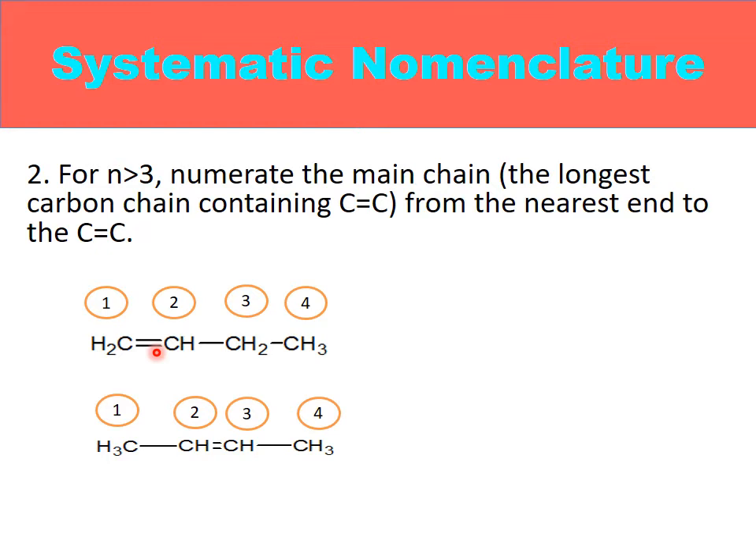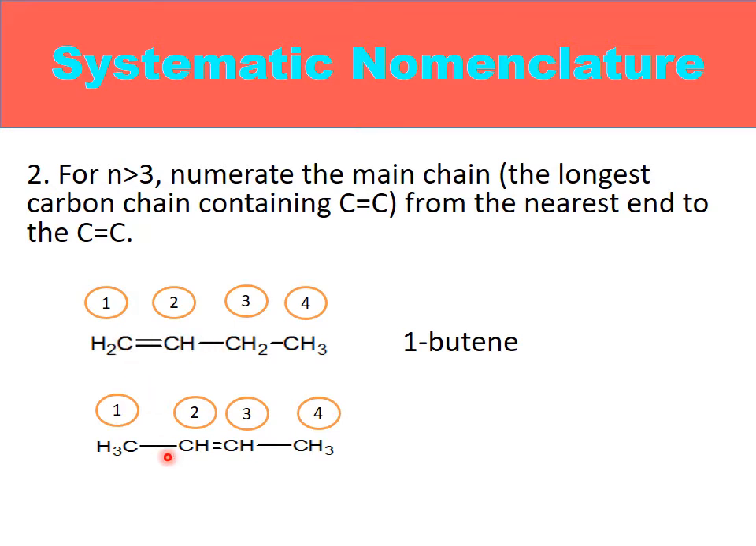So what's the way to write the name here? You should start by writing the position of the double covalent bond, which is here at carbon number 1. So we write it 1-butene. Butene, since the main chain is made up of 4 carbon atoms.